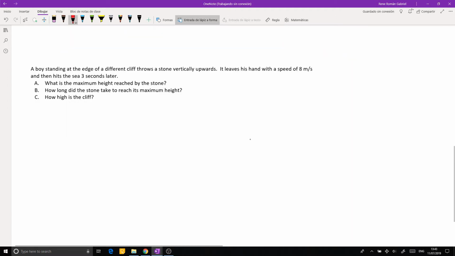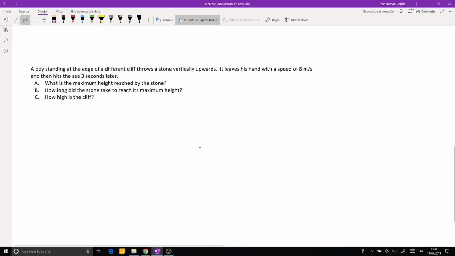Next one. A boy standing at the edge of a different cliff throws a stone vertically upwards. It leaves his hand with a speed of 8 meters per second, and it hits the sea 3 seconds later. What is the maximum height reached by the stone? How long did the stone take to reach its maximum height? How high is the cliff?